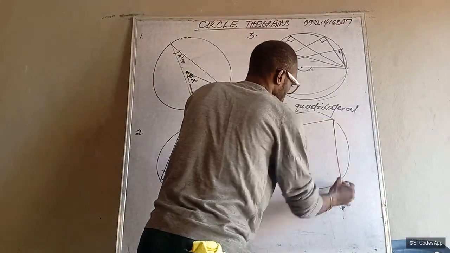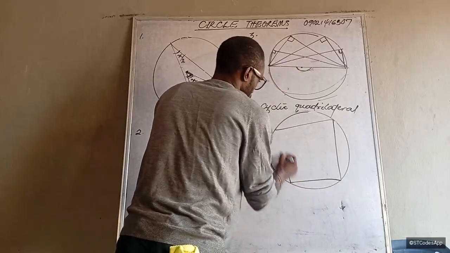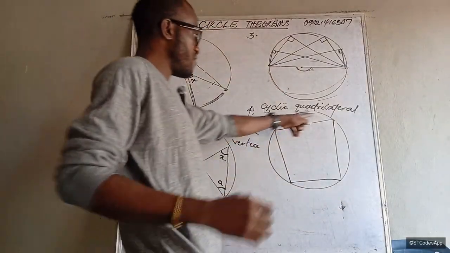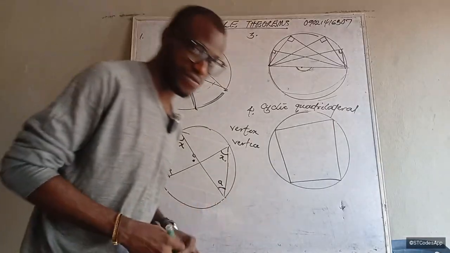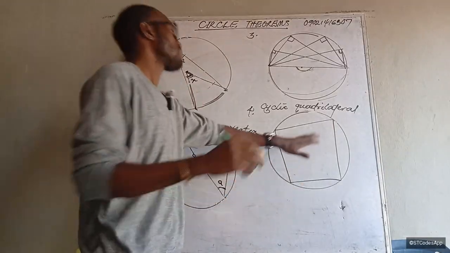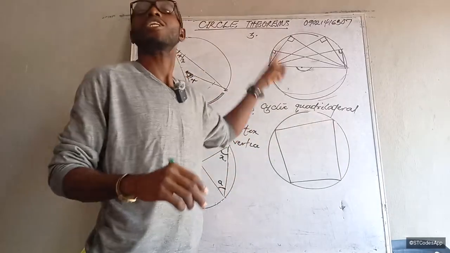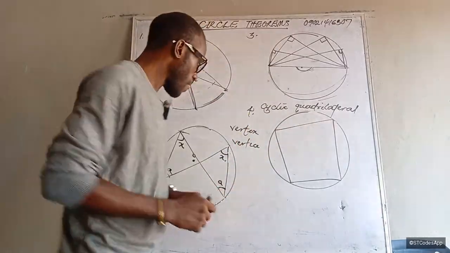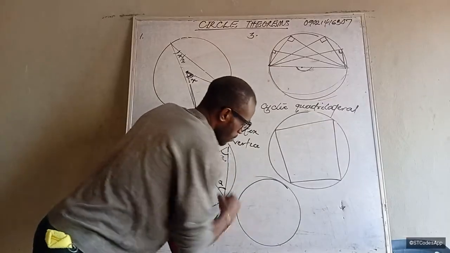Look at this shape. You see, the four vertices are touching the circumference. So if that is the case, then this is a cyclic quadrilateral. Look at this other shape.